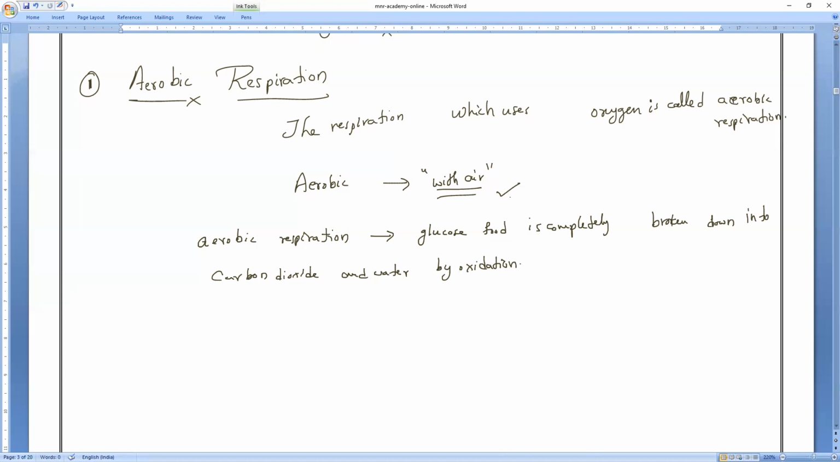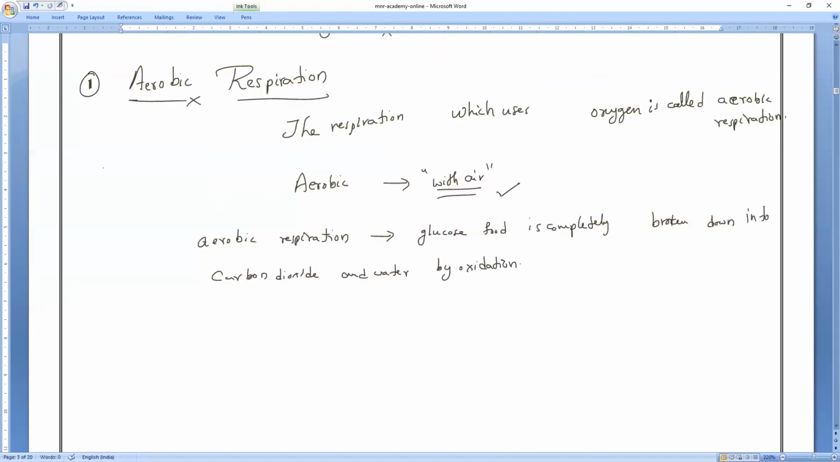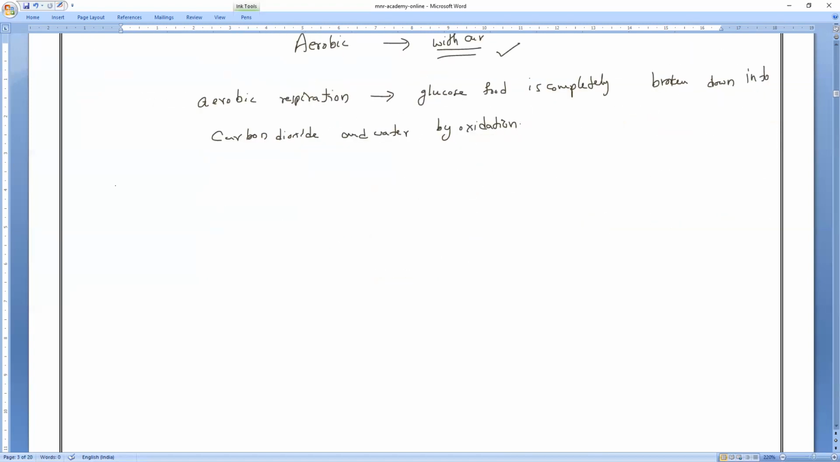Everybody, stored energy is in the form of what molecules? ATP molecules. Understanding? So that is why the breaking down of glucose during aerobic respiration. Let us represent it, because if they ask you in the exam also, aerobic respiration we can represent in a chemical equation, starting with glucose.